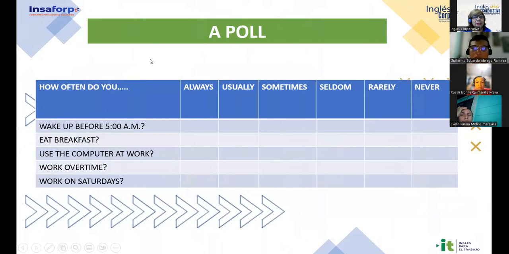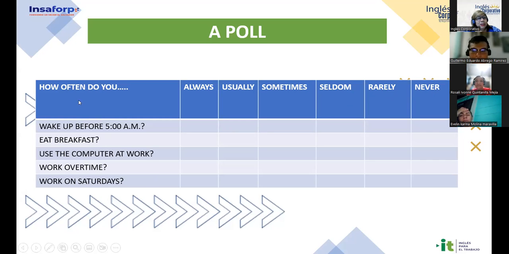Remember that yesterday we were practicing the frequency adverbs: always, usually, sometimes, seldom, rarely, never. And we were practicing some activities, for example, wake up, eat breakfast, use the computer, work overtime, work on Saturdays.